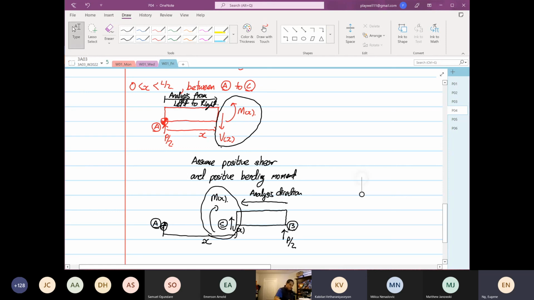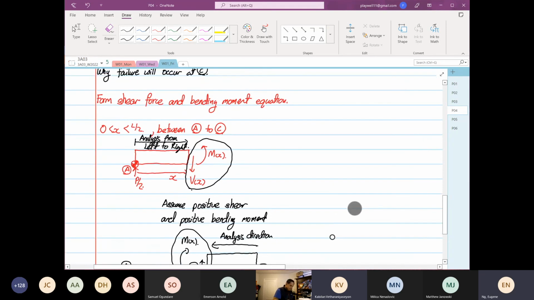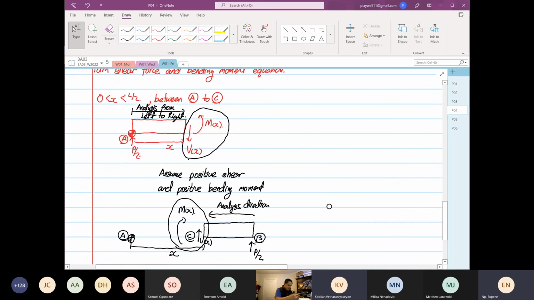So for the one that I'm showing now, the one at the top, we are doing the analysis from left to right. The one at the bottom, we are doing analysis from right to left. So you have to watch for this. The direction changes. And later on, probably in week 11, I'll show you why you need to know both ways.